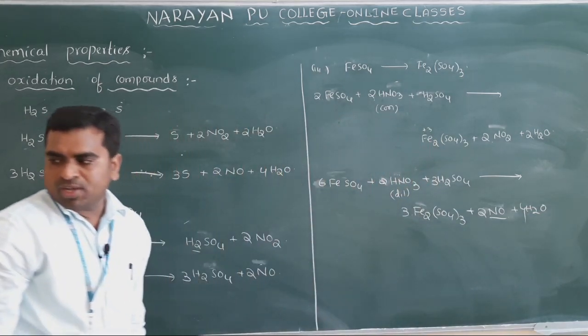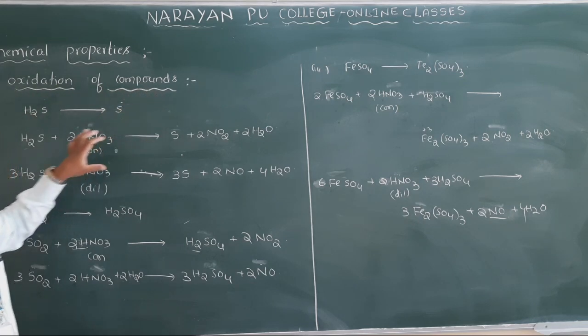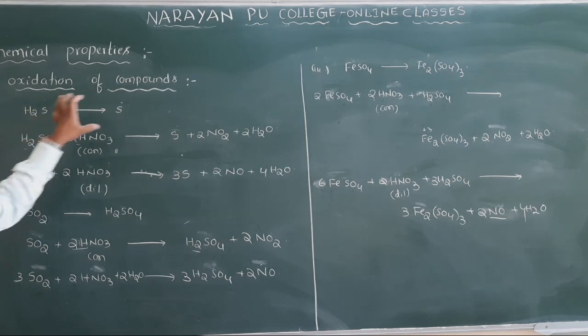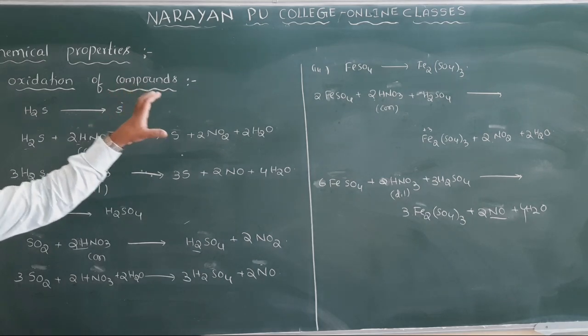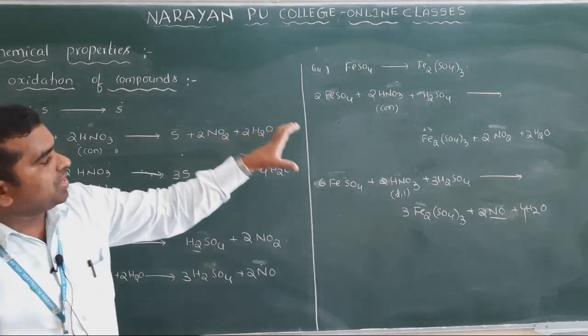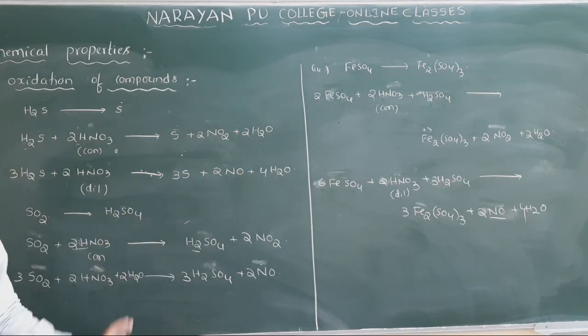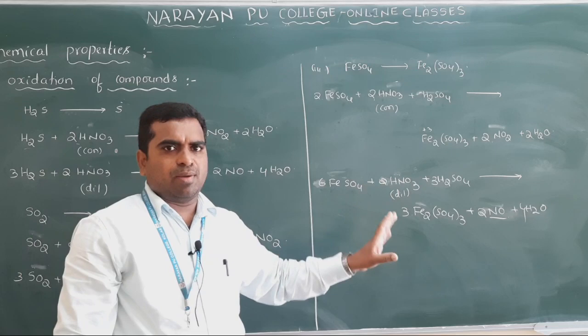This is clear? So this is about the oxidation of compounds by both the concentrated HNO3 and dilute HNO3. It oxidizes hydrogen sulfide to sulfur, sulfur dioxide to sulfuric acid, and ferrous sulfate to ferric sulfate. This is about the oxidation of the compounds by the concentrated HNO3 and also dilute HNO3. Balancing, how it is done, I already mentioned, very easy.